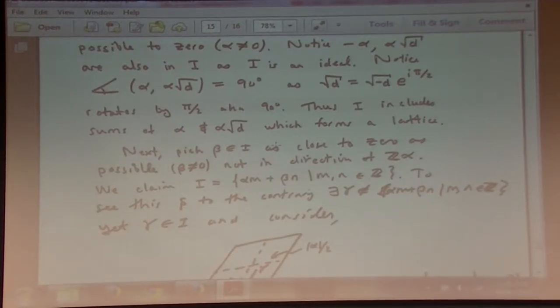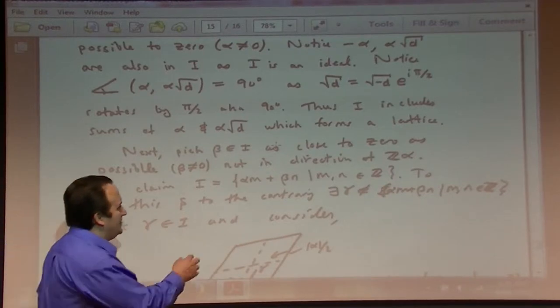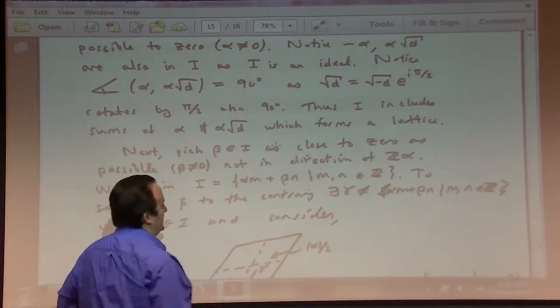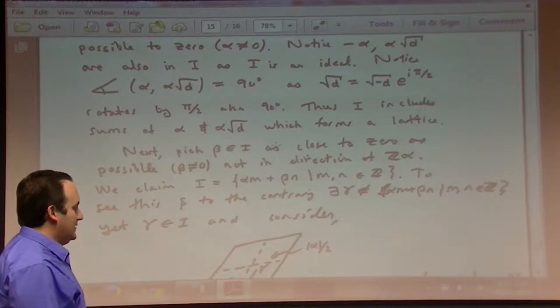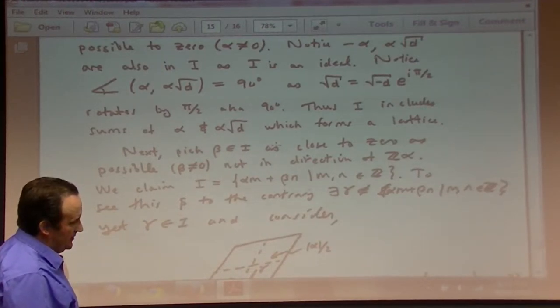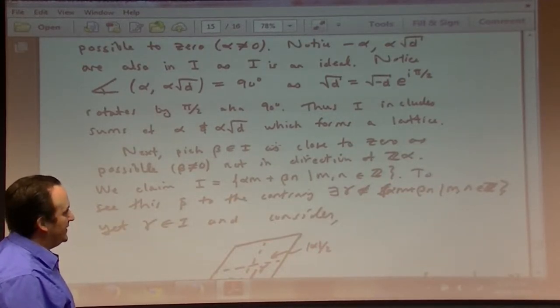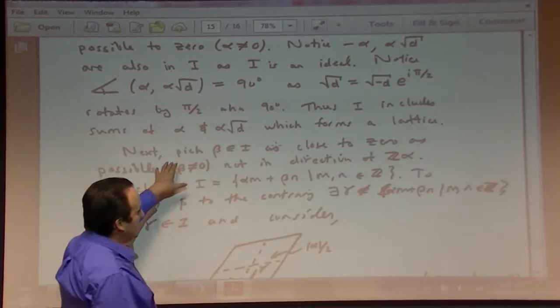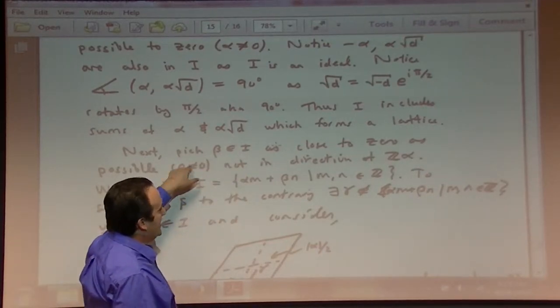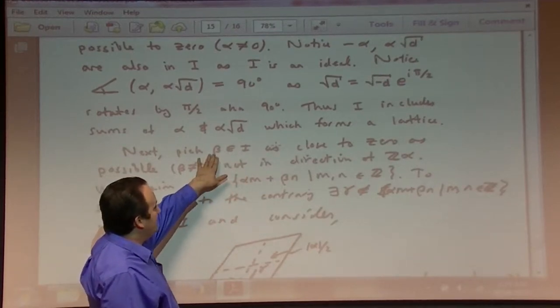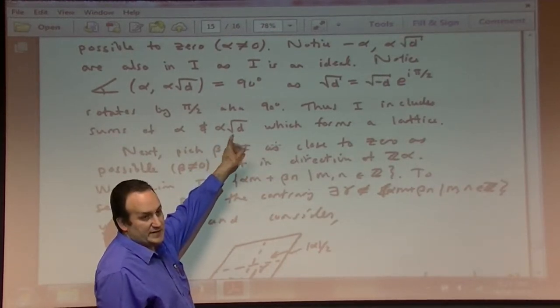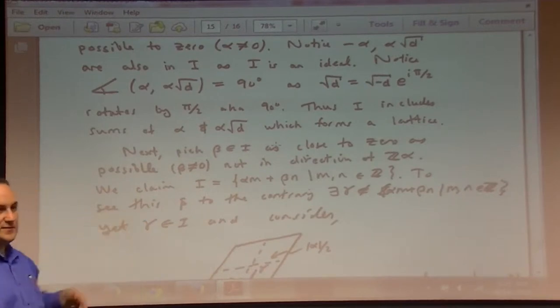Rather than using alpha square root of d, he uses beta. It could be there's something closer than alpha square root of d, so you have to be careful about that. He just uses beta to be something else that's as close to zero as possible, but not in the direction of alpha. It's possible that beta could be alpha square root of d, but it's not necessary.